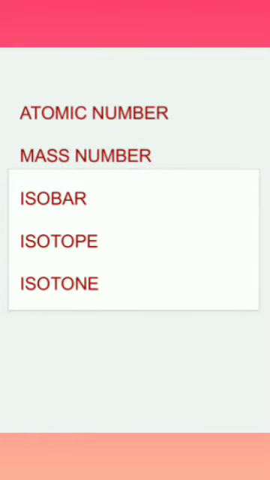This is chapter 4. Name of this lesson is Atomic Structure. Today we are going to learn about what is atomic number, mass number, isobar, isotone and isotope. Let us see one by one.